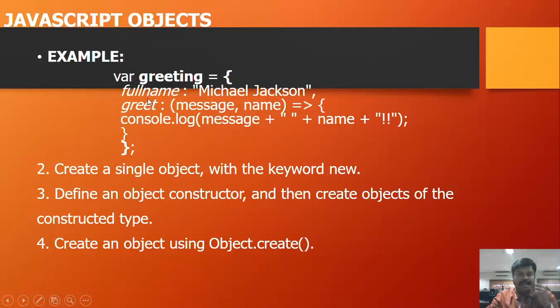Example: greeting equal to full name, value is given, then greet with message and name, arrow function, console.log of message plus name. We close the braces, then the curly braces. Create a single object with the keyword new. Create an object constructor and then create objects of the constructor type. Create an object using Object.create. So these are the methods by which we can create JavaScript objects.